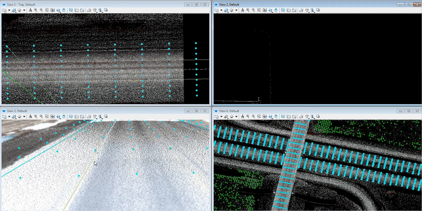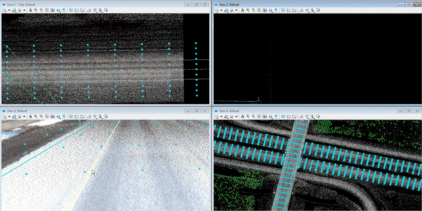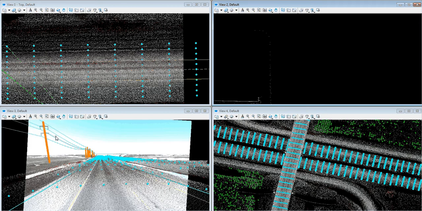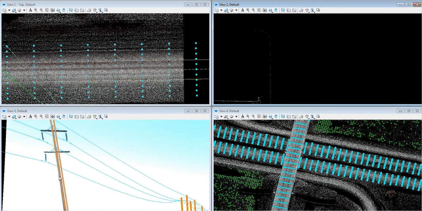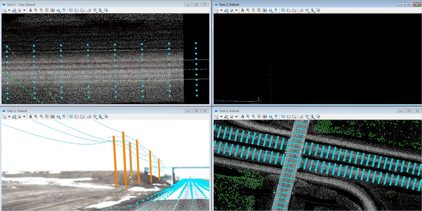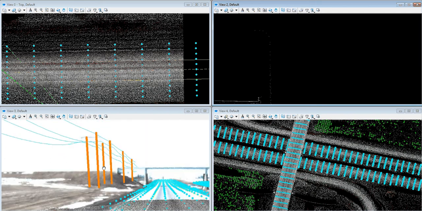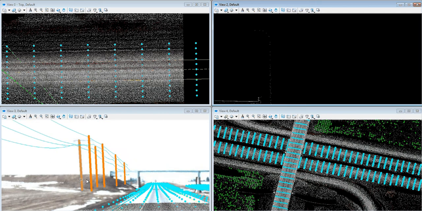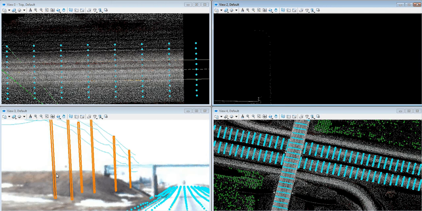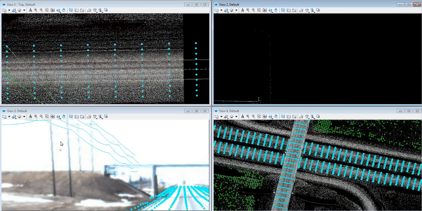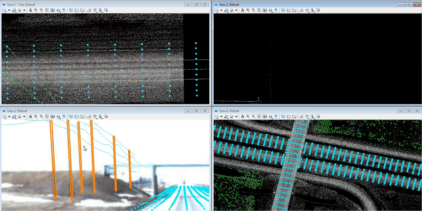So again, where our line is coincidental. This is also a good example of how we can verify that the power poles and other infrastructure that we're collecting do line up. So you can see here, if I turn off the towers momentarily, you can see where our power poles line up with what has been digitized and modeled.